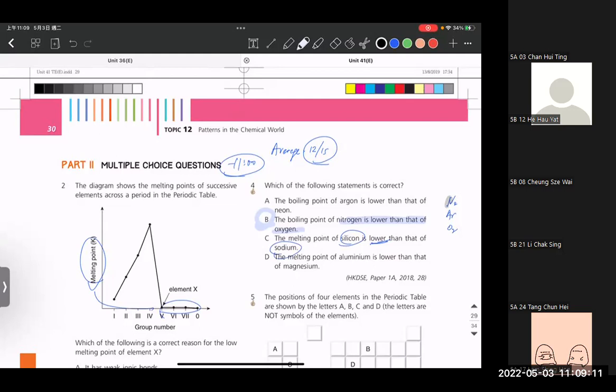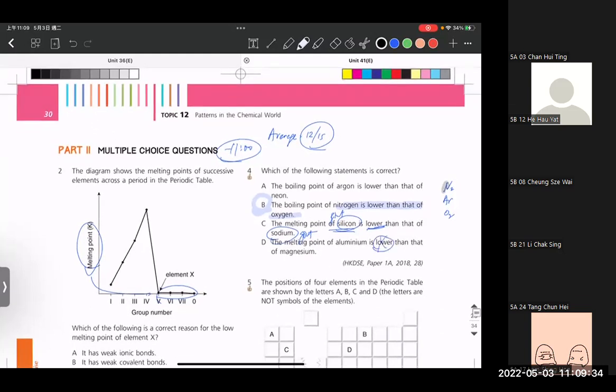Somebody say that silicon is a giant structure. Giant structure, no, not simple structure. Okay, remember, silicon is a giant structure, not simple molecular structure, even including its oxide. So the melting point of aluminium is lower than that of magnesium. No, it's related to what? The metallic ion size, the charge, the number of delocalized electrons per each metal atom lost.